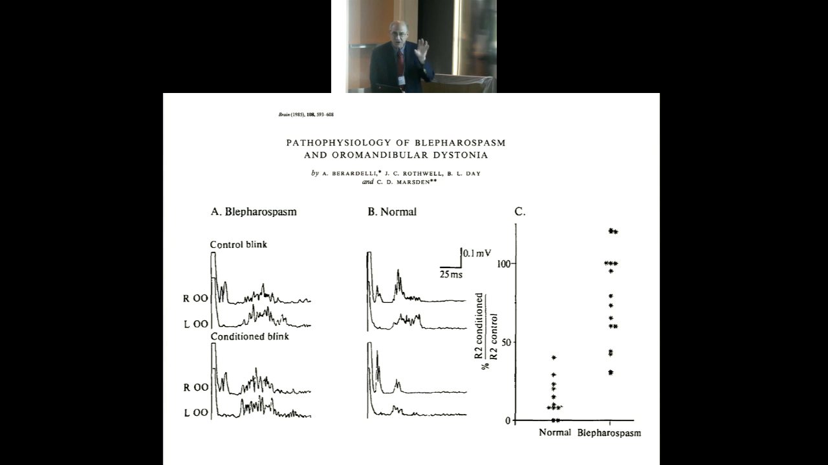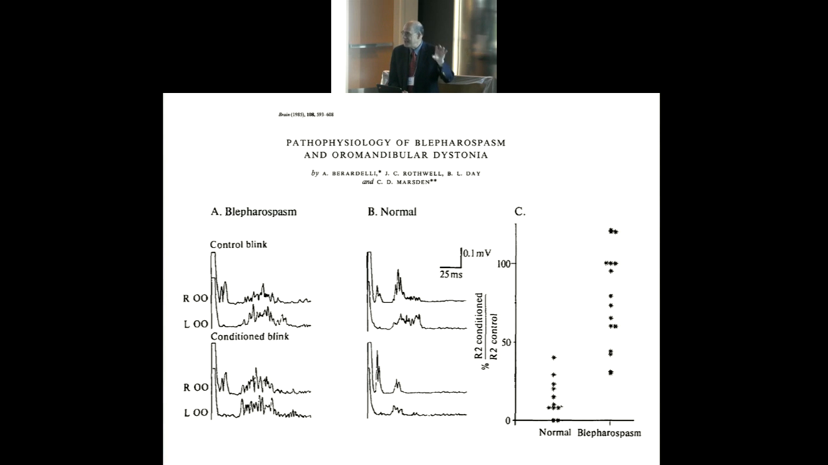Let's look on this side first. In a person that doesn't have blepharospasm, you'll have an EMG response that has two components in the eye that has been stimulated and one component on the other side. This is the so-called R2, or the second response. And if you give a second shock at a short interval after that, you'll see that the second blink is smaller than the first blink. This is a type of inhibition, okay? The second blink is inhibited compared to the first blink.